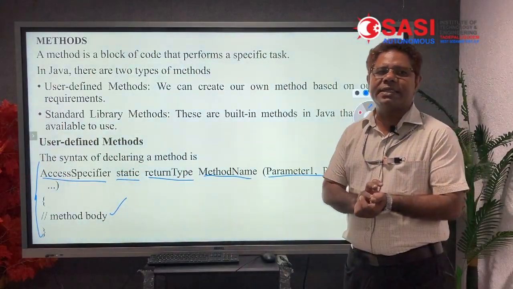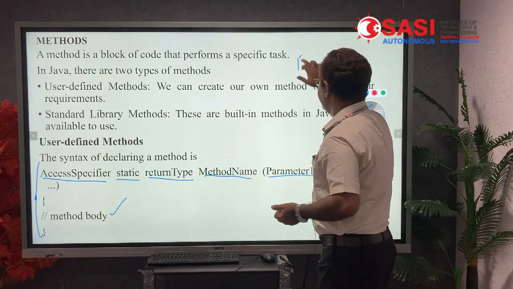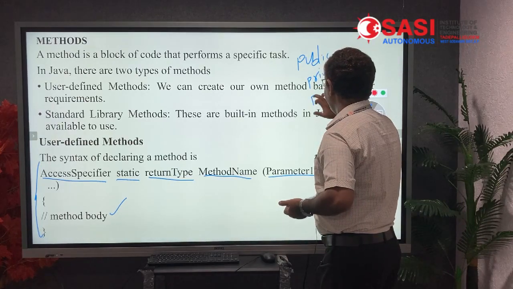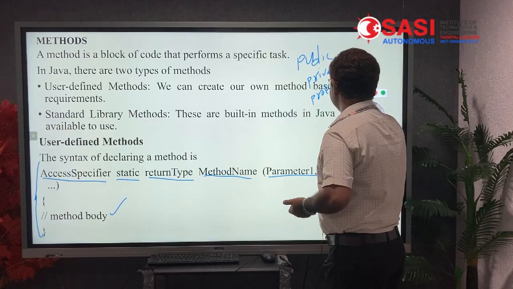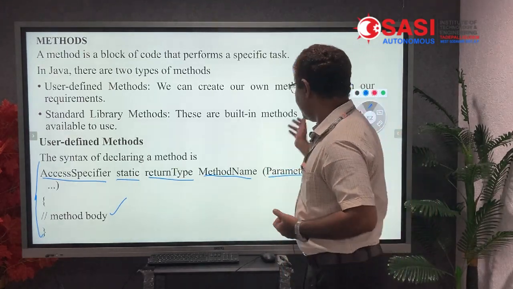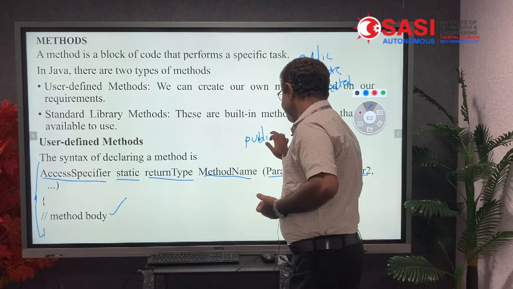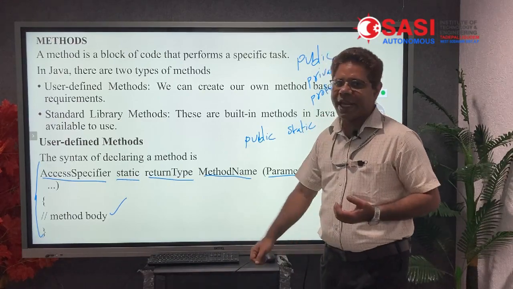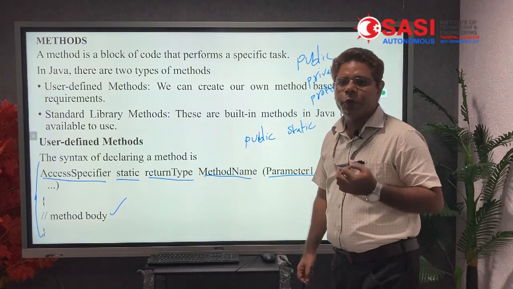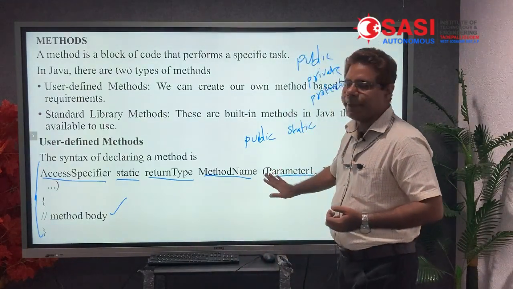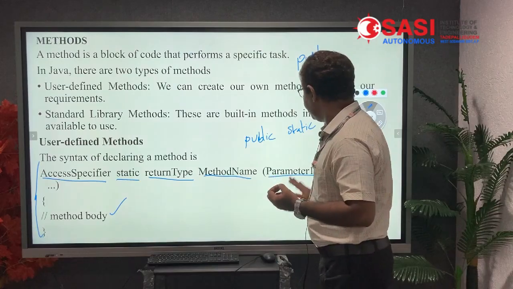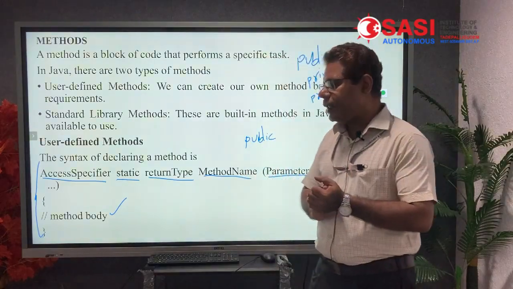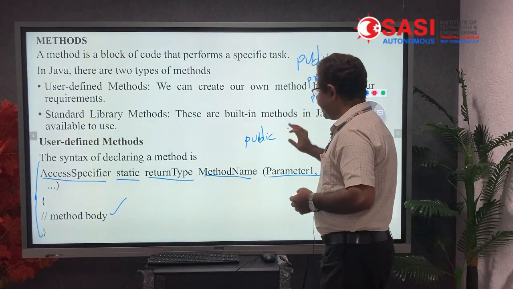Here we have different access specifiers: public access specifier, private access specifier and protected access specifier. We can use any one access specifier. For example, public is the access specifier. Next, static. Static is optional. When we use static, that means no need to create an object to access the method. When we do not use the static keyword, to access this method we need to create the objects.